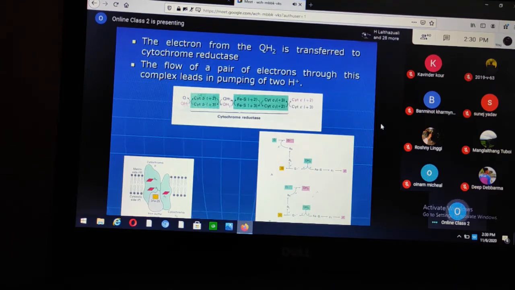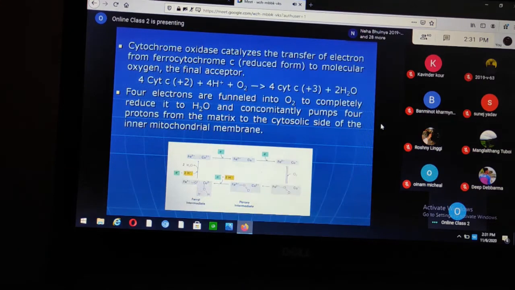So like this, a pair of electrons from the coenzyme Q is transferred to the cytochrome C through the cytochrome reductase. So this is the mechanism of how the electrons are transferred from the coenzyme Q to the cytochrome C. Then finally, the electrons from the cytochrome C have to pass to the molecular oxygen through cytochrome oxidase, that is complex 4.